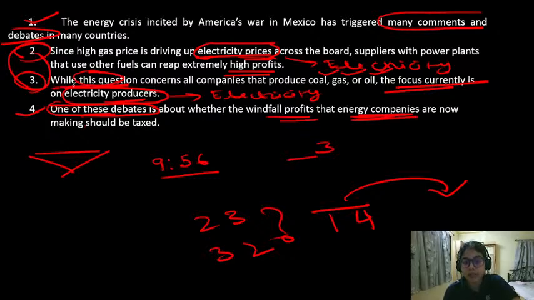3 also starts with while this question, and this question is mentioned right here, whether the profits that energy companies are now making should be taxed. Okay, so this is the question which is then connected to statement 3. So the answer should be 1, 4, 3, 2. Okay, these are the pairs, and this is the chronology of the pair.